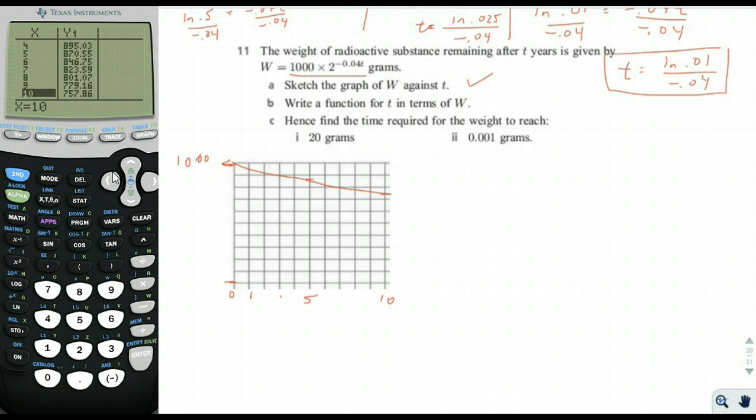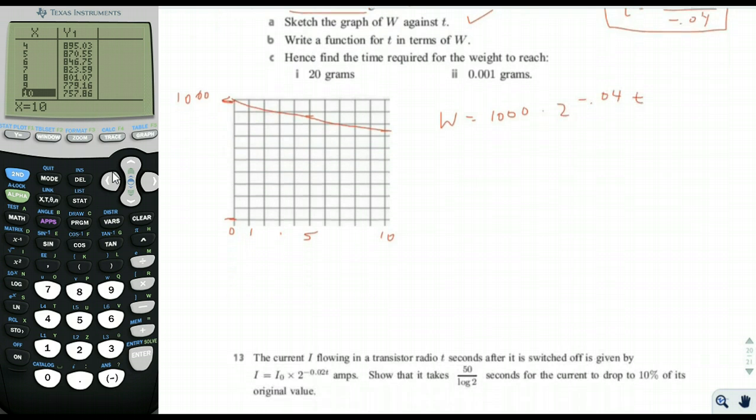Write a function for t in terms of w. Now what they're asking for here is they want us to use logs to make an equation where it just says t equals something. And the way to do that, you have to use logs. So the first thing we're going to do is try to isolate t. We're going to divide both sides by 1,000. Then we're going to take the log of both sides. It could be log base 10, it could be natural log. Do natural log here.